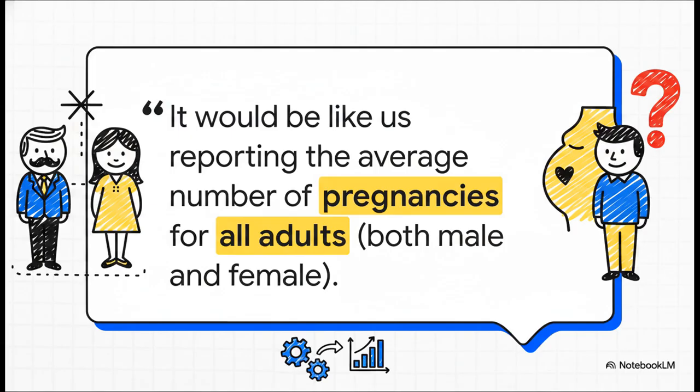This quote from the source text just says it all perfectly. Trying to analyze them separately is like trying to report the average number of pregnancies for all adults, men and women. I mean, you'll get a number, but it's a completely meaningless one.